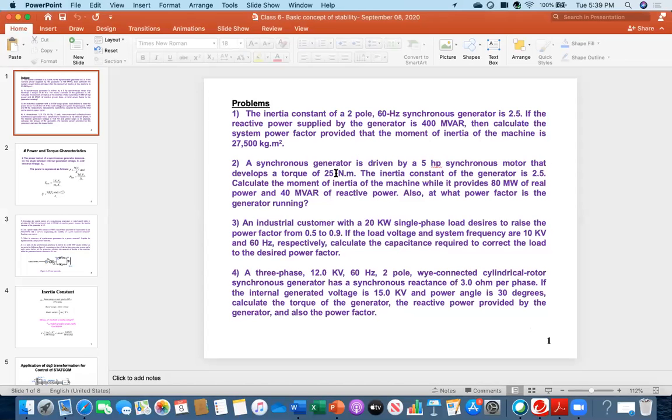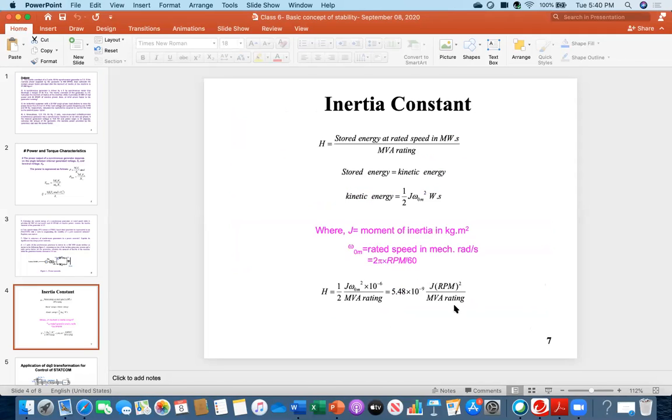Okay, so from the first line, you are getting the synchronous generator speed. And then you see the inertia constant is given, which is 2.5. Then calculate the moment of inertia of the machine while it provides 80 megawatt of real power and 40 megawatt of reactive power. And also at what power factor is the generator running. So the question is to find the moment of inertia. If you see this equation, you have to find J.